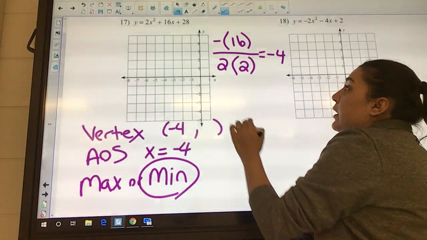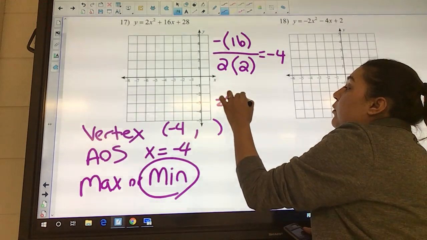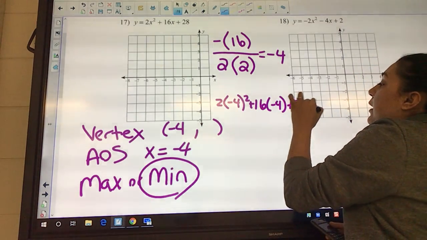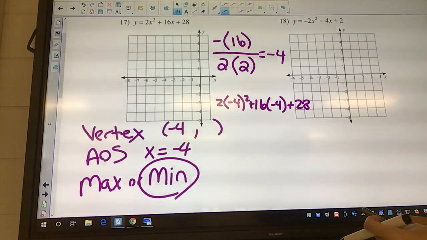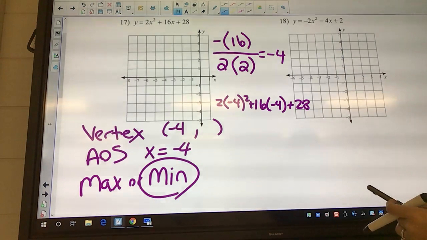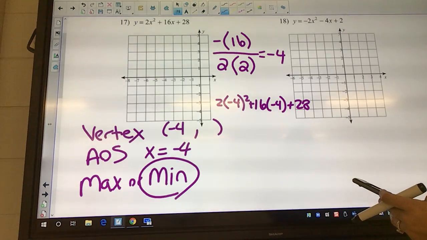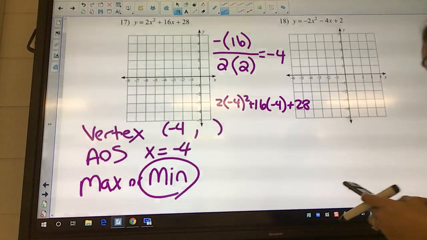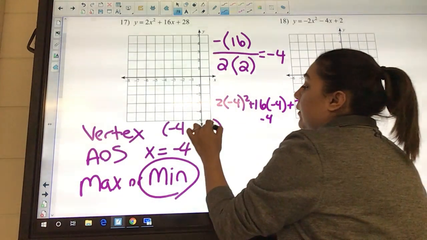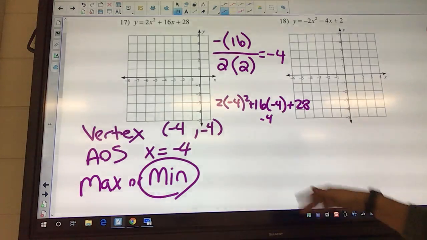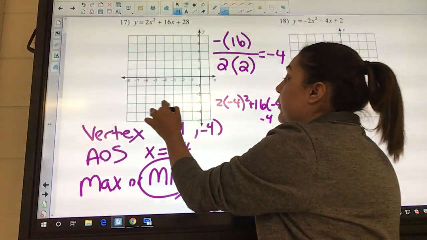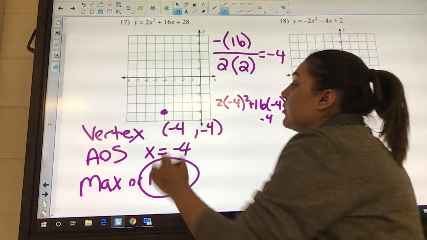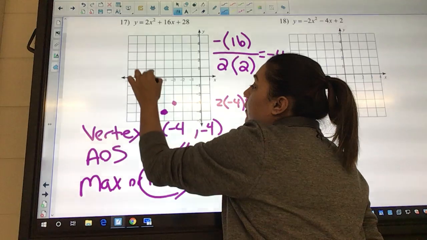When you plug in, it should say 2 times negative 4 squared plus 16 times negative 4 plus 28. And I got negative 4. So negative 4 is our vertex. We know the graph's going to open up and have a minimum. So we go up 1 over 1, up 1 over 1.